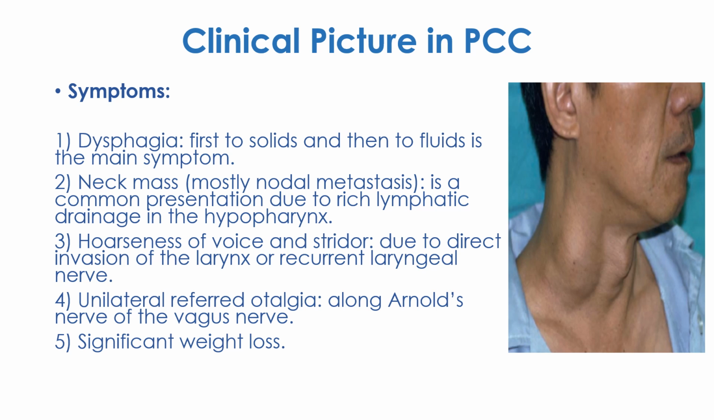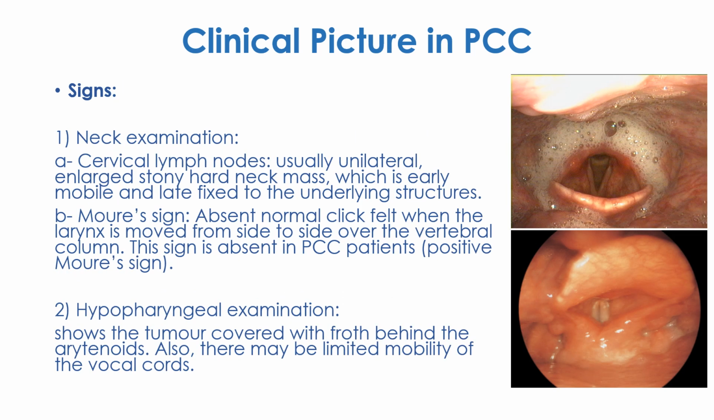For post-cricoid carcinoma, patients normally present earlier with dysphagia, first to solids and then to fluids. Neck mass, mostly nodal metastases, is a common presentation due to the rich lymphatic drainage in the hypopharynx. Hoarse voice and stridor are due to either direct invasion of the larynx or recurrent laryngeal nerve infiltration. Unilateral referred otalgia along the Arnold nerve of the vagus nerve. Significant weight loss due to dysphagia and inadequate oral intake.